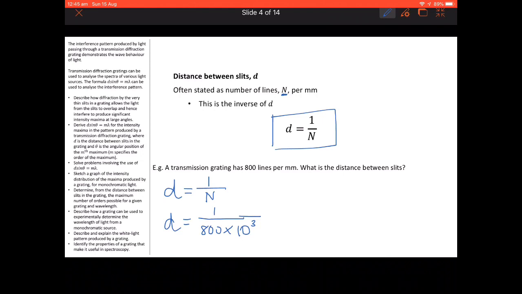If you pop this into your calculator, you'll end up with an answer of 1.25 by 10 to the negative 6 metres. So the distance between each slit is 1.25 by 10 to the negative 6 metres.